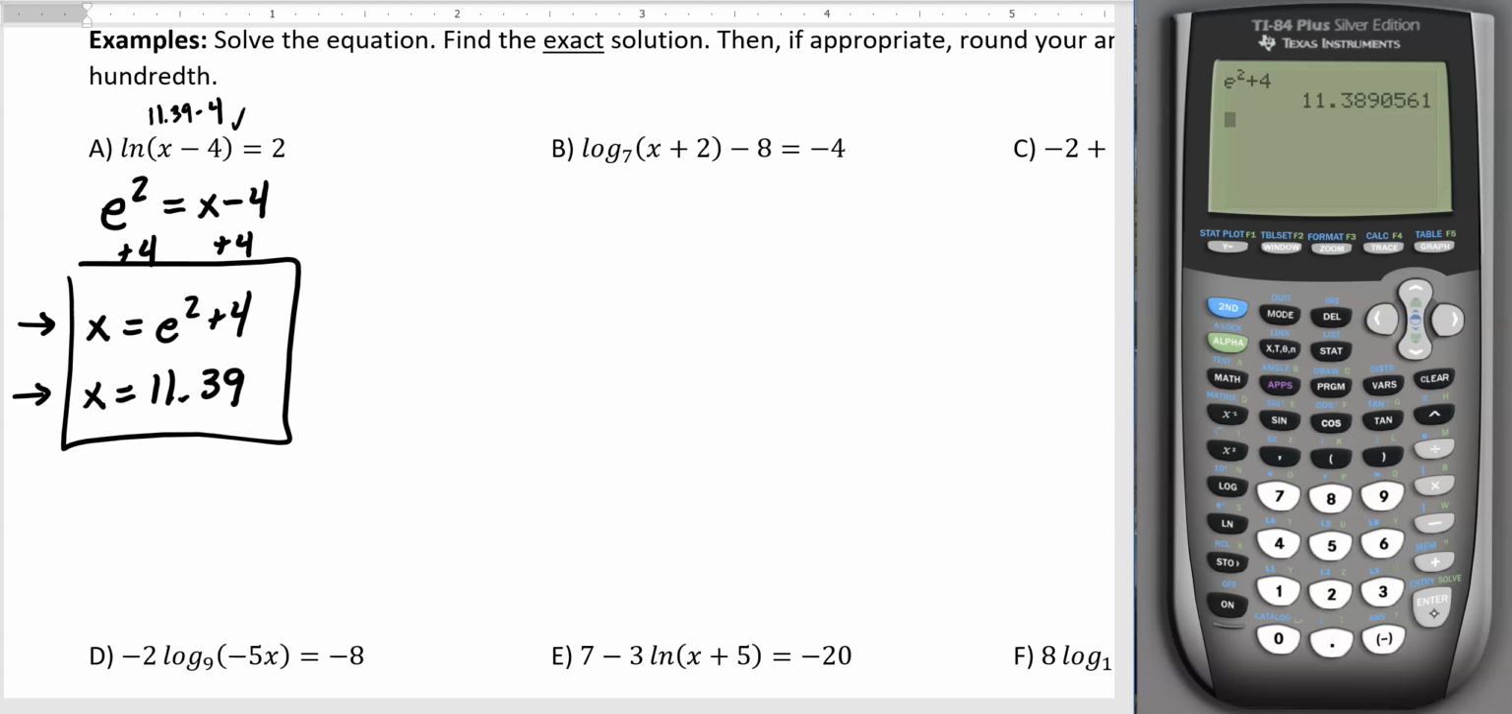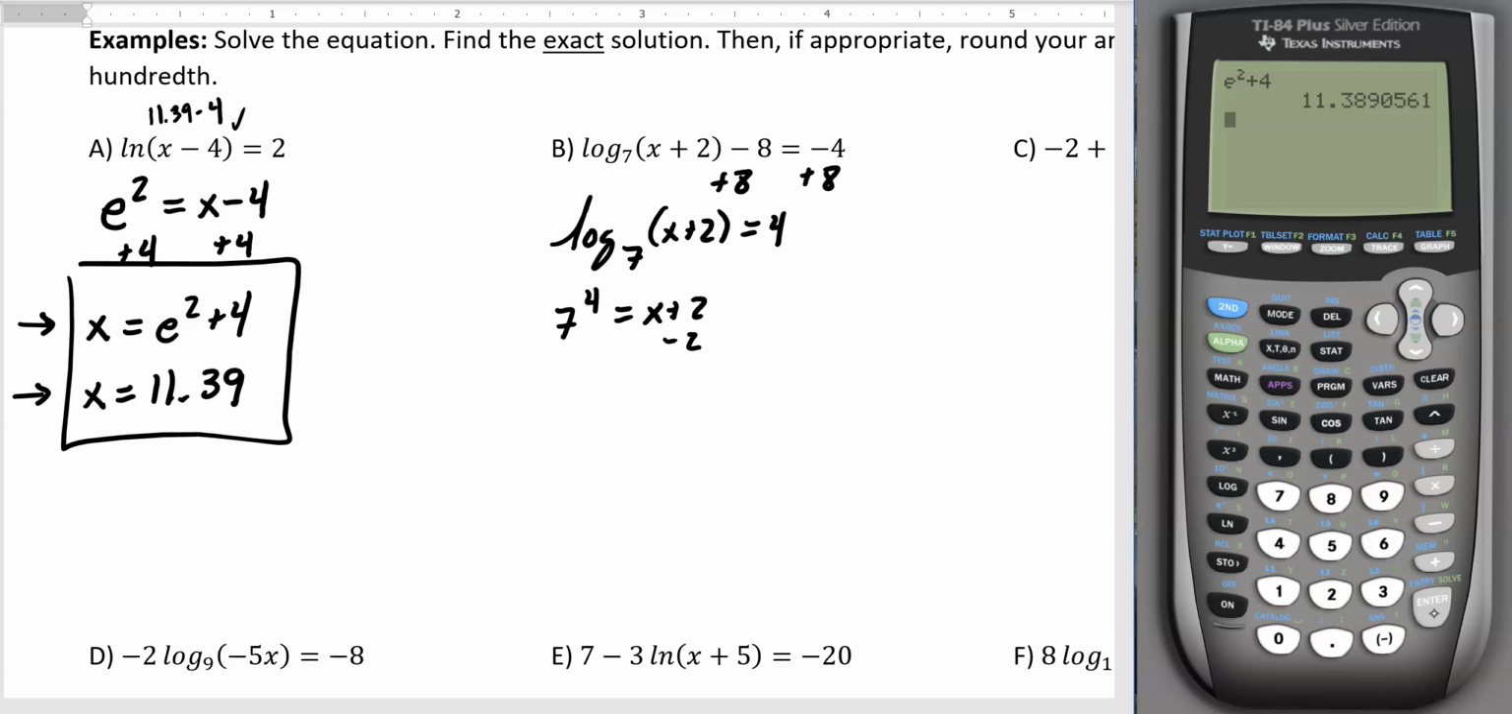All right, letter B: log base 7 of x plus 2, minus 8, equals negative 4. I've got to isolate the log first, so I'm going to add 8 to both sides. So I'll have log base 7 of x plus 2 equals 4. Now that my logarithm is isolated, I can write it in exponential form. It'd be 7 to the 4th equals x plus 2.